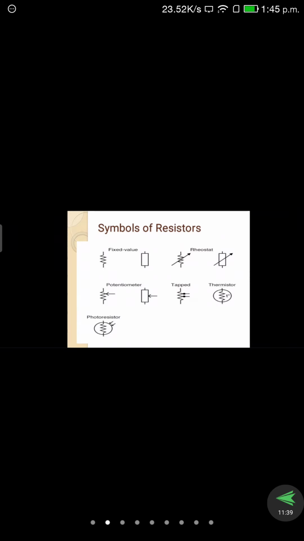Next, photoresistor. Photoresistor is also called a light dependent resistor. It is also acting as a sensor device. When light falls on the resistor, the value changes. It may increase or it may decrease depending upon the manufacturer's specifications. So this is about the symbols.